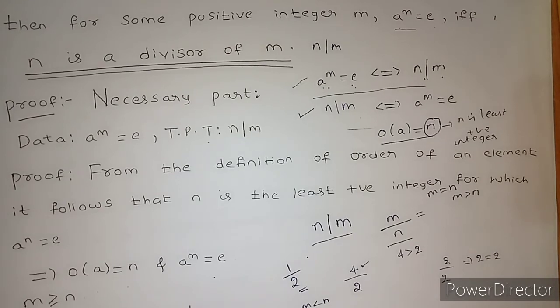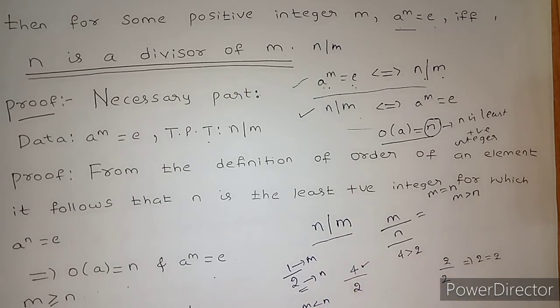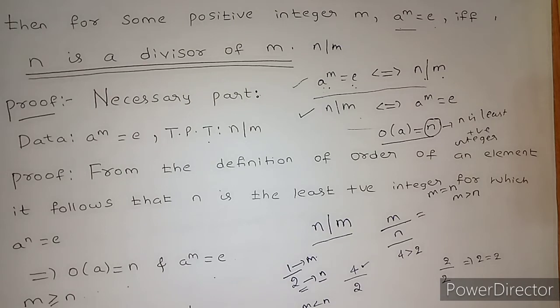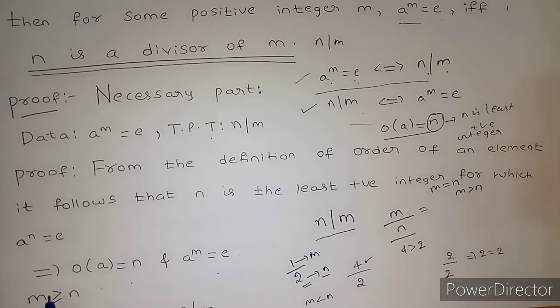So for N to divide M, there are two conditions. One condition is M should be greater than N, or M is equal to N. The M less than N condition is not possible because here this is M and this is N. Can N divide M? No, right? So the less than condition is not possible. So we can take only two conditions, M greater than N or M is equal to N.